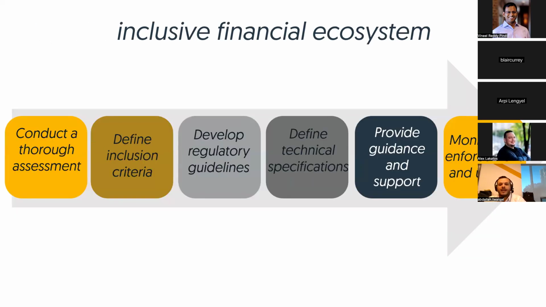Now, what we are seeking, why we are doing all of that, why we have been doing that for the last 3 years, I think. All of that because we are trying to reach an inclusive financial ecosystem to reach at the end our main goal, which is the digital economy. And how are we doing that? We are following those steps that you are seeing. We will start with an assessment. Then we will define our inclusion criteria.